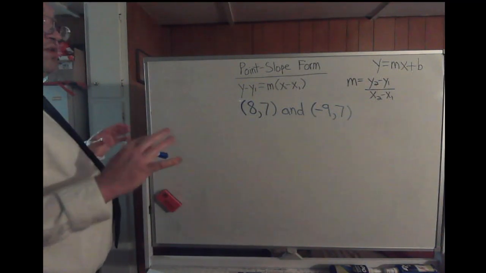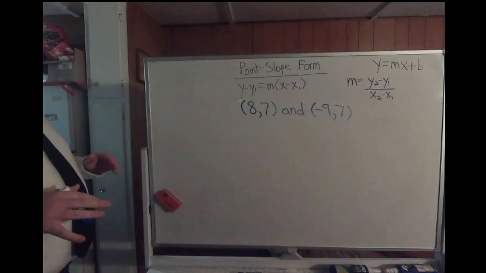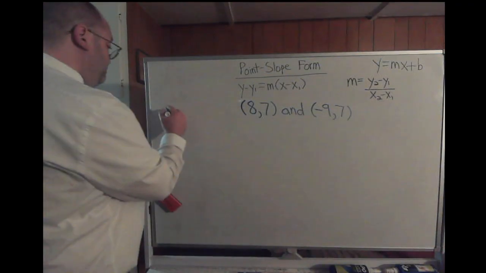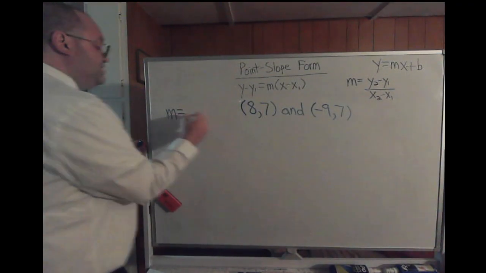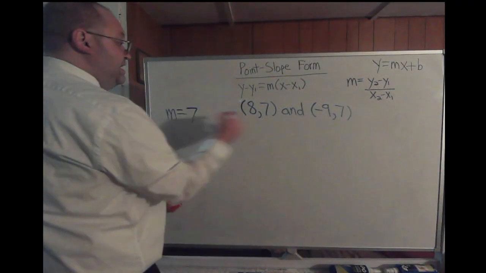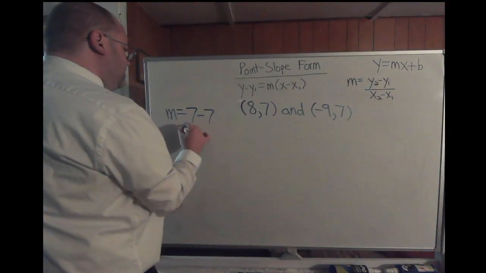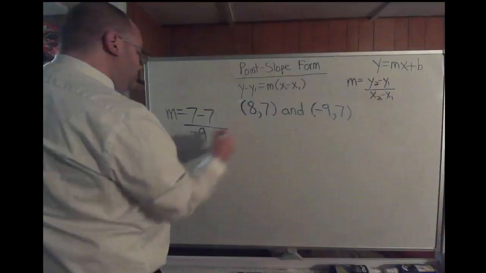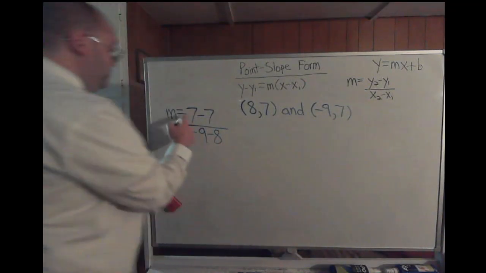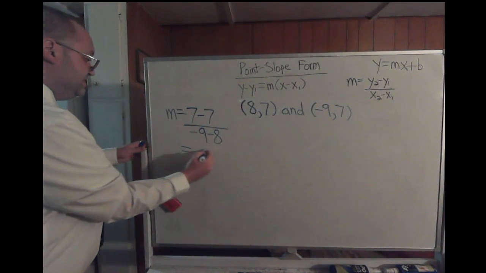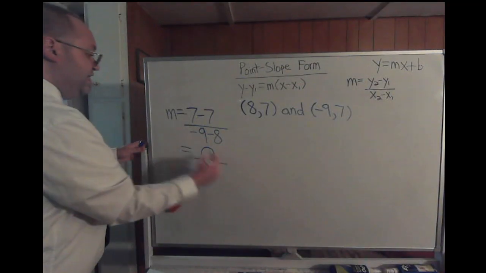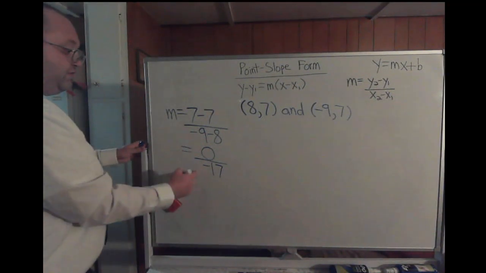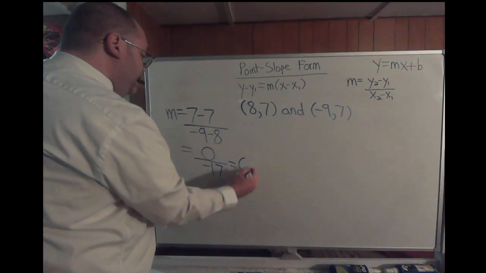So you want to find the equation of the line. Well, again, find your slope. So the y2 will be that 7 minus the y1 of 7 over your x2 of negative 9 minus your x1 of 8. Well, in the numerator, you have 7 minus 7, that's 0, over your denominator of negative 9 minus 8, that's negative 17, which 0 over negative 17 is 0. So we have a 0 slope.